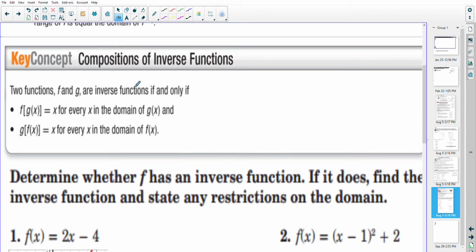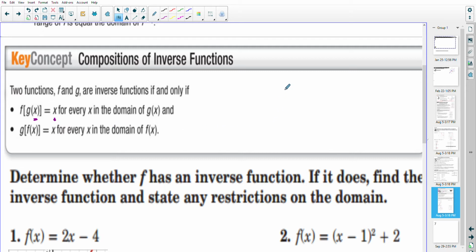A couple more characteristics of inverse functions. One is that when you take the composite of inverse functions, you're always left with your x. So it's kind of like you're doing something to your x and then you're going to undo it and get back to that same x.